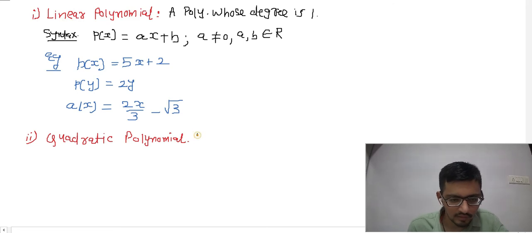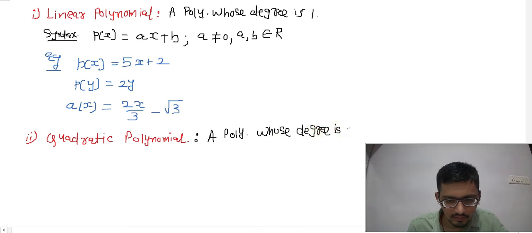polynomial. So let me write that thing first. A polynomial whose degree is 2. What is the general form of quadratic polynomial? Or I can write syntax. Okay, general form or syntax, same thing. So name of polynomial, say for example p of x. So p of x is equal to ax square plus bx plus c.